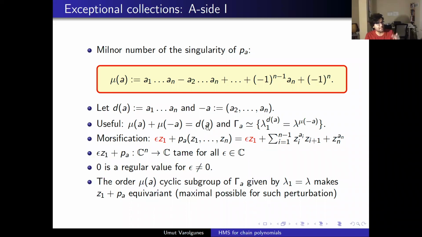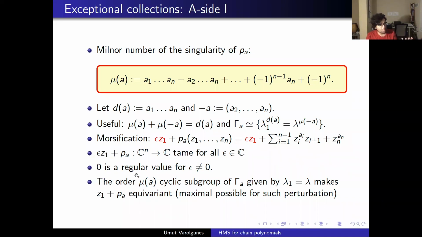So it's going to be some subgroup of the full symmetry group that made it equivalent in the beginning. I turned on some new terms, so this symmetry is going to be broken in some way. It's not the full symmetry group that is going to continue to exist, but I want to keep the maximal amount of symmetry. And what this is doing is keeping an order Milnor number cyclic subgroup acting, which makes the map equivariant.